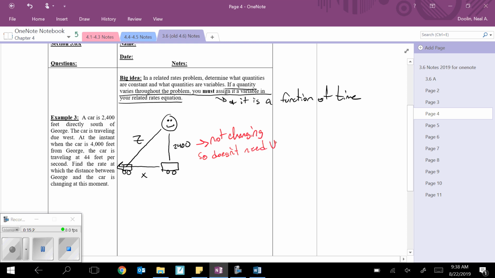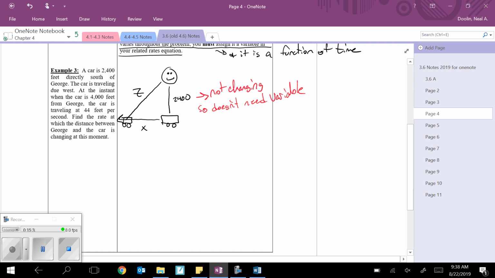So then let's come up with the relationship between all the information here. We know the Pythagorean theorem. So the horizontal distance squared plus the 2400 squared would give us z squared. And in the end, we want to get to the rate at which the distance between George and the car is changing. So in the end, we want to get to dz/dt.